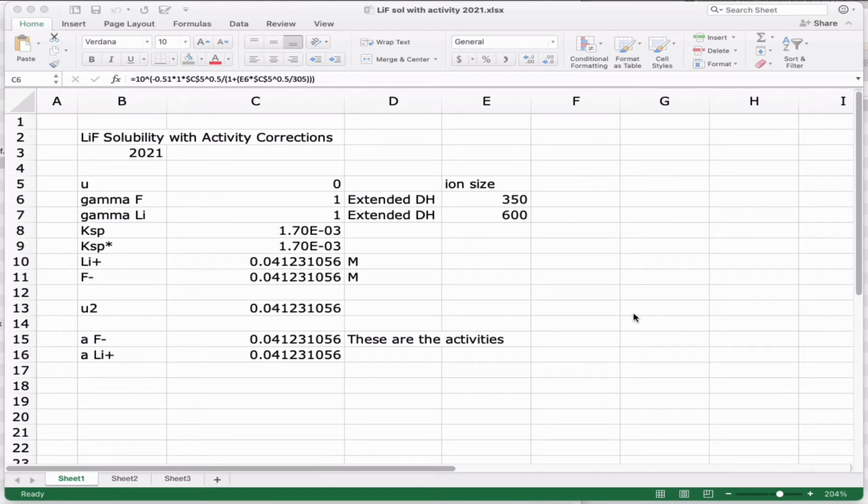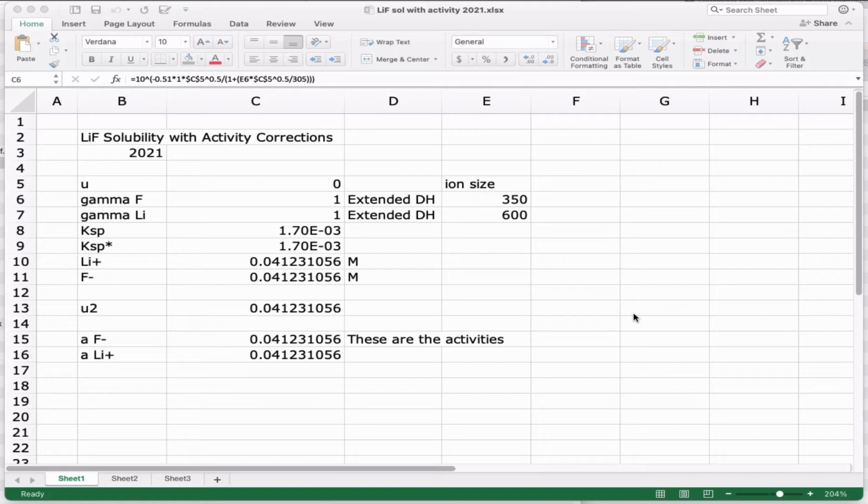In the past video, I talked about computing ionic strength and activity coefficients, and we used those computed activity coefficients to calculate the solubility of a very insoluble salt, silver chloride. In this case, we're going to calculate the ionic strength and activity coefficients in a problem where the salt is moderately soluble. And the salt that I'm going to pick is lithium fluoride.